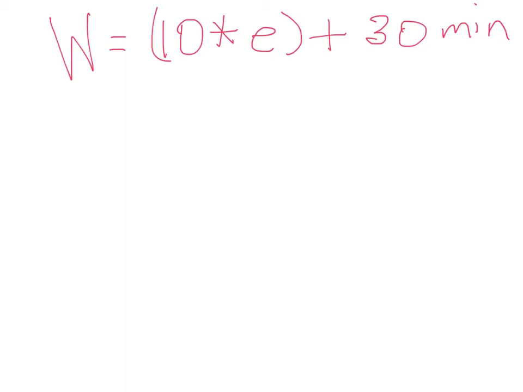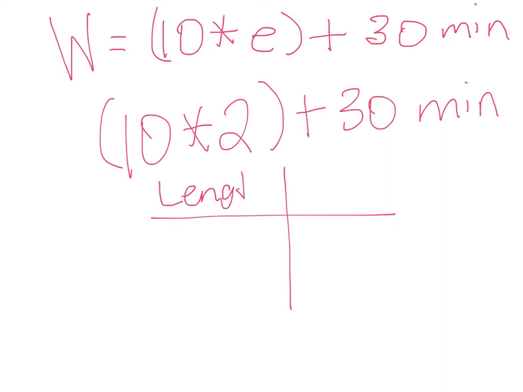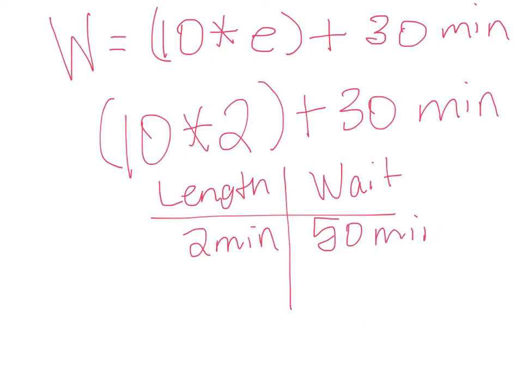But let's say that the eruption was 2 minutes long. So we would say 10 times 2 plus 30 minutes. So I can put that into a table, and then the length of the eruption was 2 minutes. So 10 times 2 is 20 plus 30 minutes. That would make our wait time about 50 minutes.